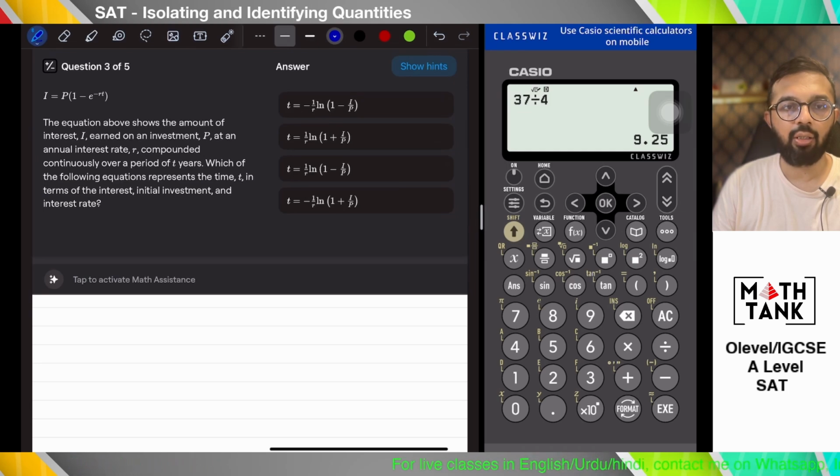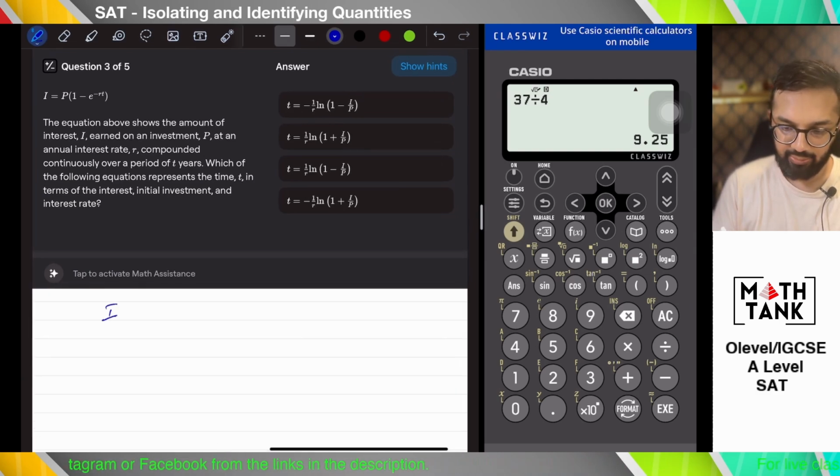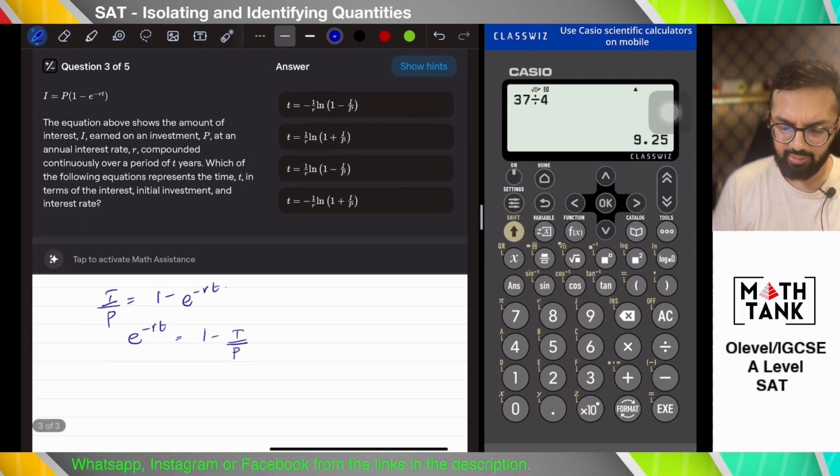an annual rate of R compounded continuously over a period of T years. Which of the following represents the time in terms of the interest, initial investment, and interest rate? Let's start moving the numbers. I want to make T the subject. Okay, this sort of relies on your understanding of logarithms, so I don't think it's a SAT level question, but I'm still going to do it.